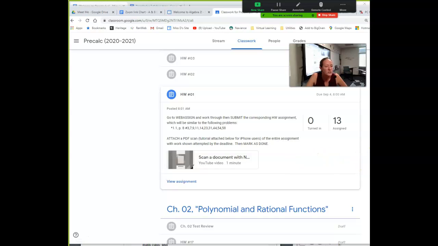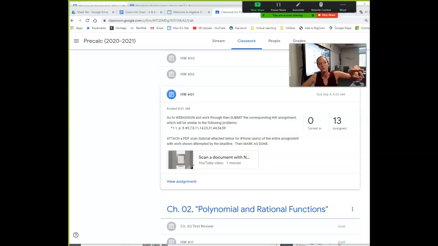Any quick questions about accessing any of this to play with it later on your own? I have a question. Yeah. So we're supposed to do both of them? Just do the WebAssign one, Kenya, but show your work so you can attach the work to go along with the answers.